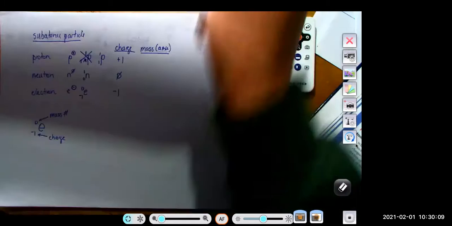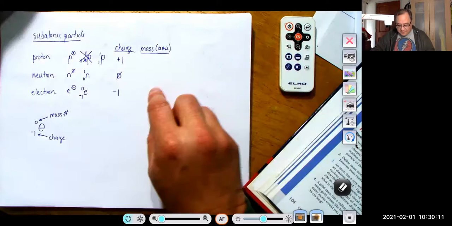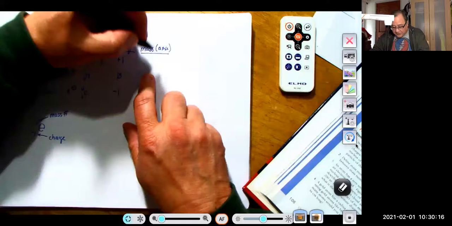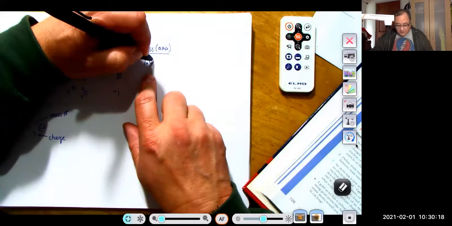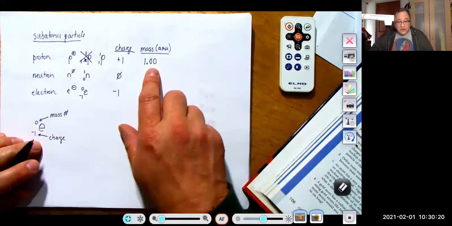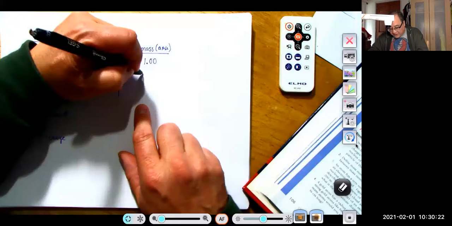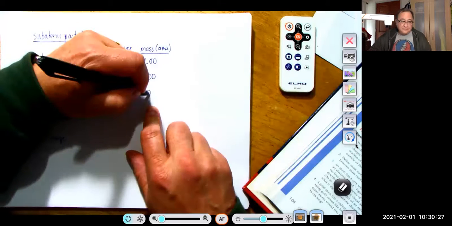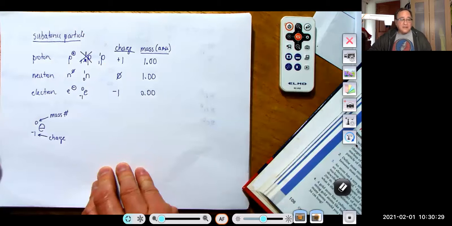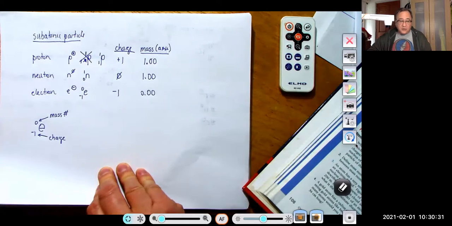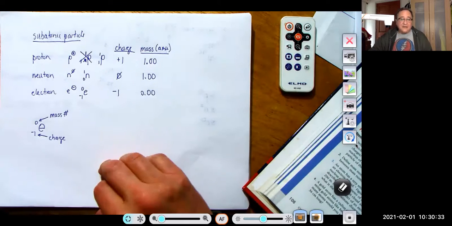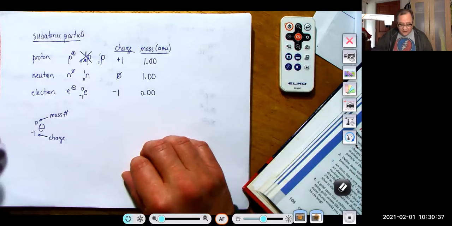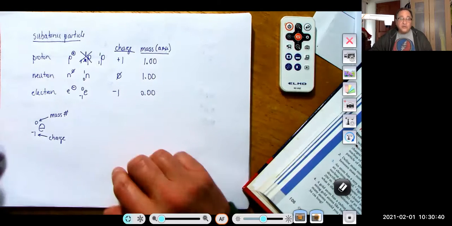Awesome. All right. Okay. So here's what I want you to memorize for these: for all practical purposes, use 1.00 for the relative mass of a proton. A neutron is 1.00. An electron is 0.00. What does that tell you about the mass of an electron compared to a neutron or proton? It's really tiny. In fact, it's really about 1/2000th the mass of a proton or a neutron.